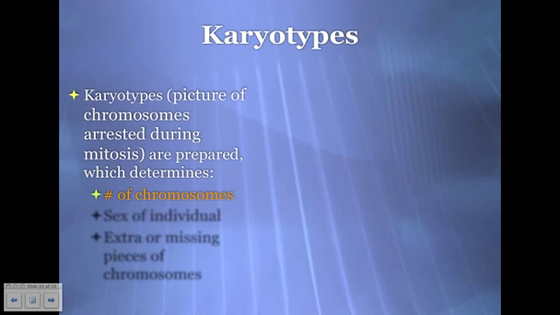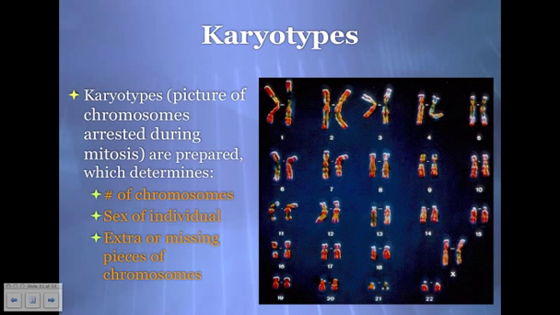So finally, just a reminder and an explanation of karyotypes that's pictured at right. The karyotype is just a picture of chromosomes prepared during mitosis so that they're condensed, and they're arranged from largest to smallest, so 1 to 22, which are the autosomes, and then the 23rd pair are the sex chromosomes.